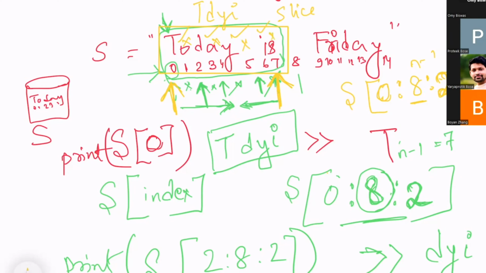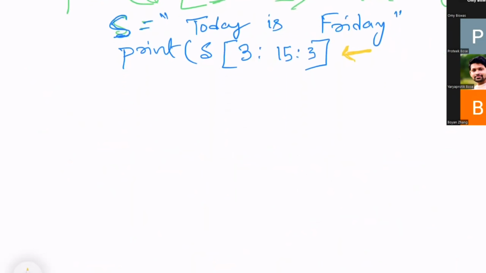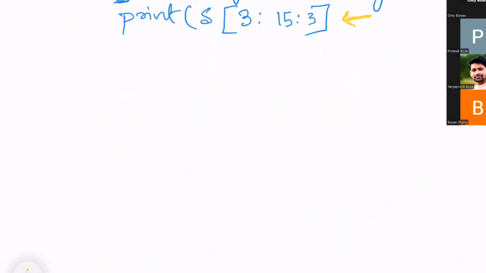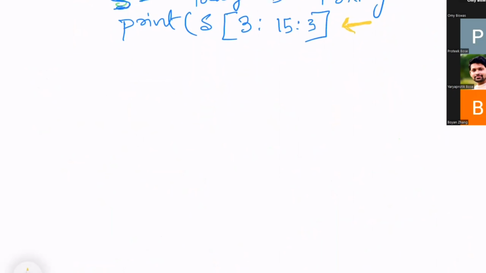But you cannot go outside 7 because the range is from 0 to 8, that is 0 to 7, n-1. So you have ignored this. You don't have to go because your slice is considered from 0 to 8 only in the step of 2. So similarly, for this case, if the question is 3:15:3, what will be the output of the result?